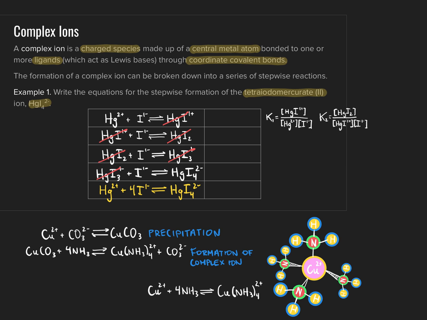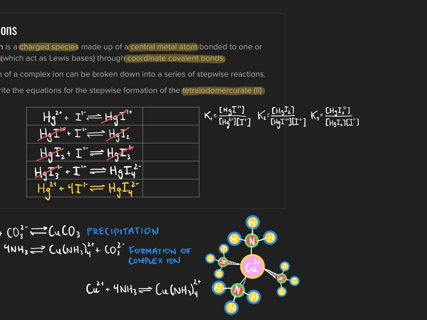We'll write a K3 now as well. For that third stepwise reaction, the product of the reaction was the ion HgI3-. We'll divide that concentration by the concentration of the reactants, which is HgI2, times the concentration of I-. And then last but not least, for the final stepwise reaction, the equilibrium constant K4 here would be the concentration of HgI4 2-, divided by the concentration of my reactants, HgI3- times I- concentration. So I've got the K expressions which govern each of these four individual stepwise reactions.